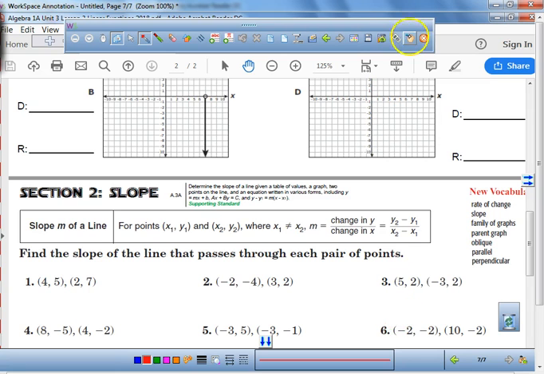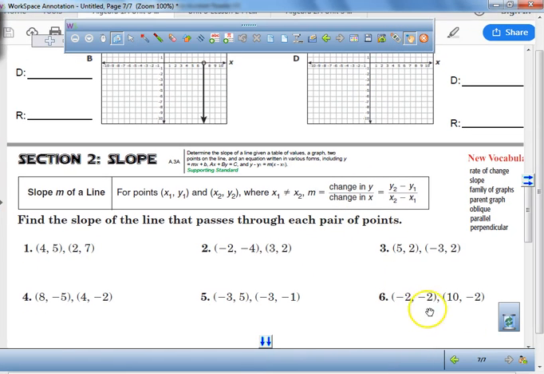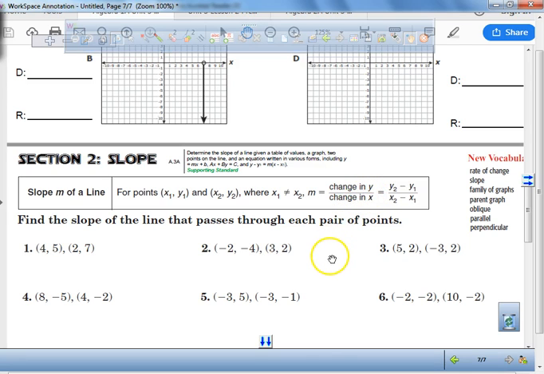These are all the problems that we're going to be doing in your journal. What I want you guys to do with me, just do them one at a time. Don't write them down all at once. I want you guys to write down problem number 1 in your journal. We're going to be finding the change in the y over the change in the x. So I want you guys to practice this with me.